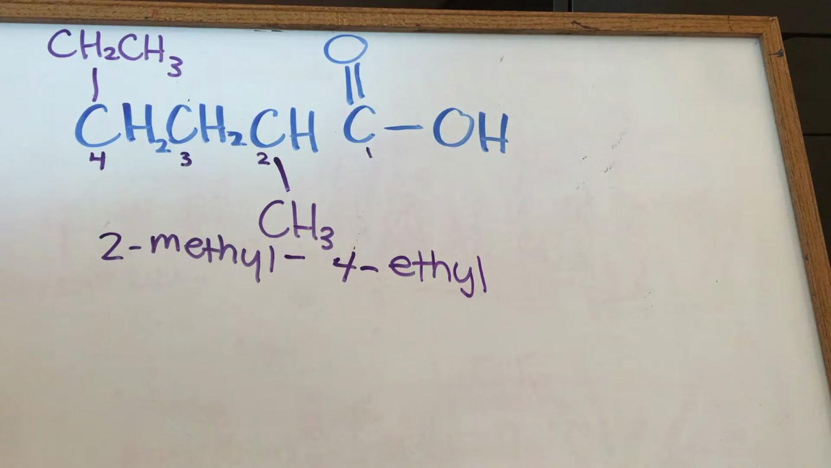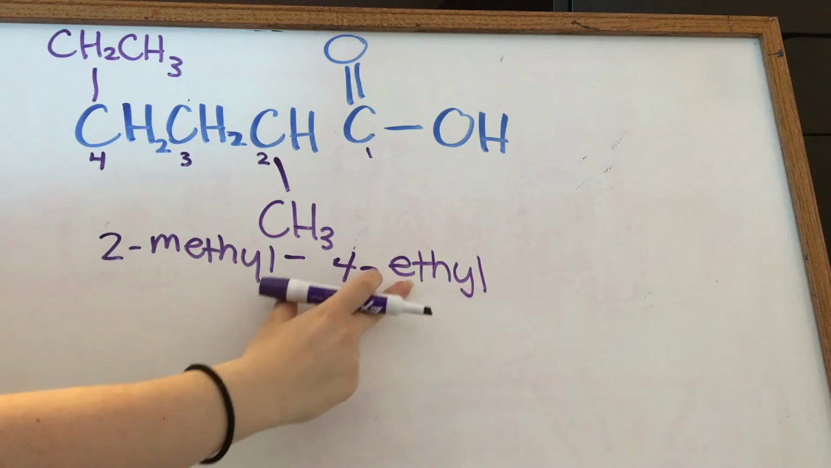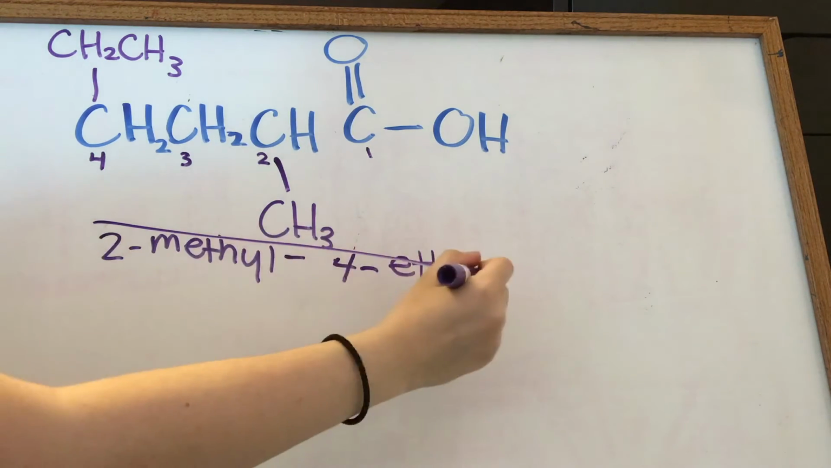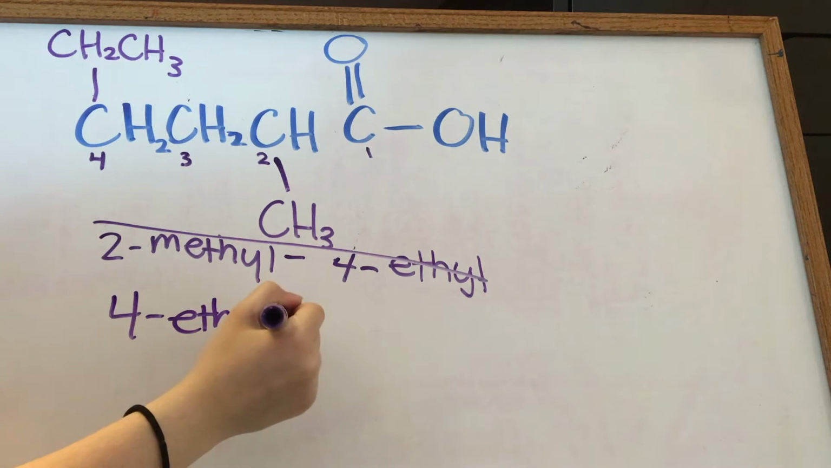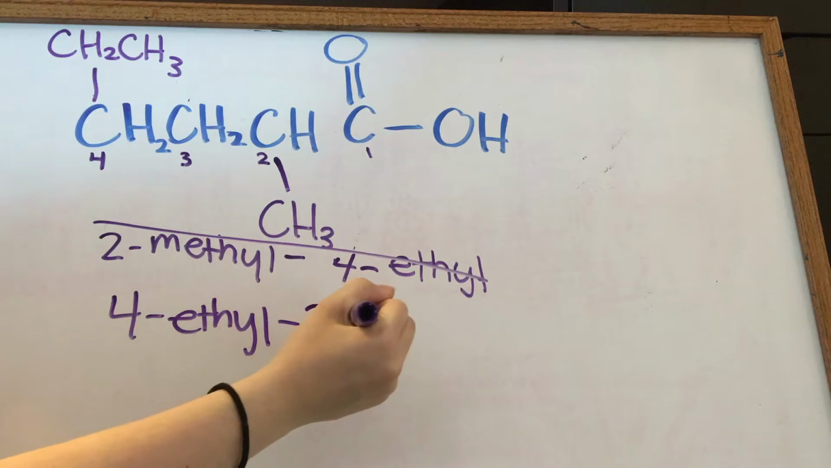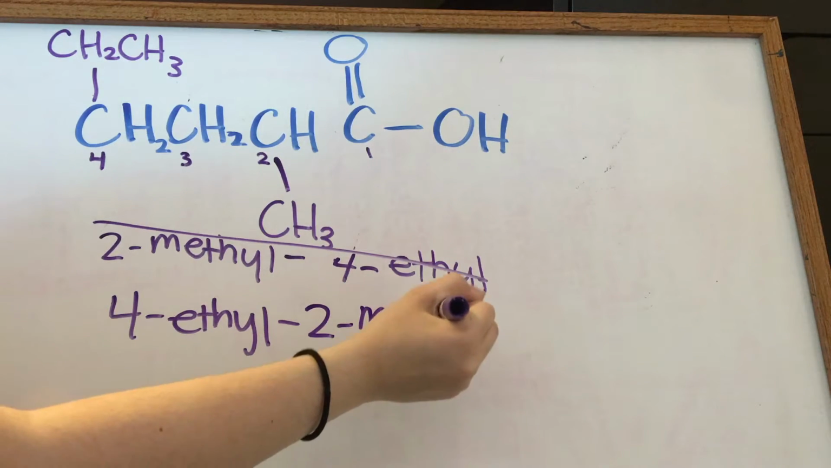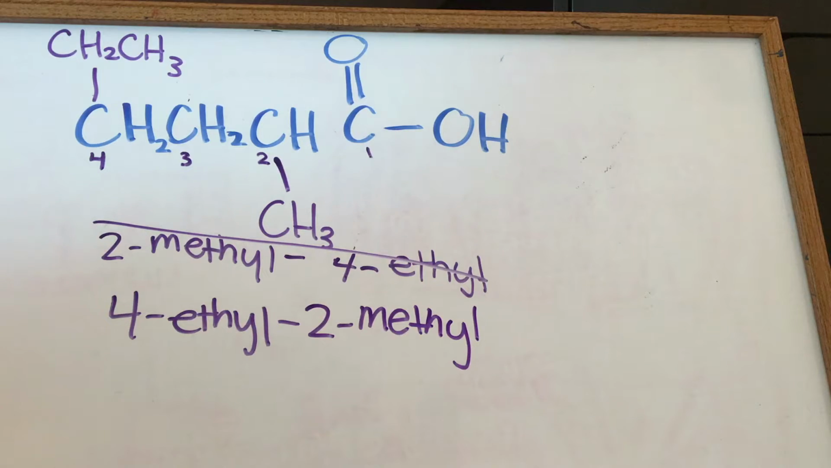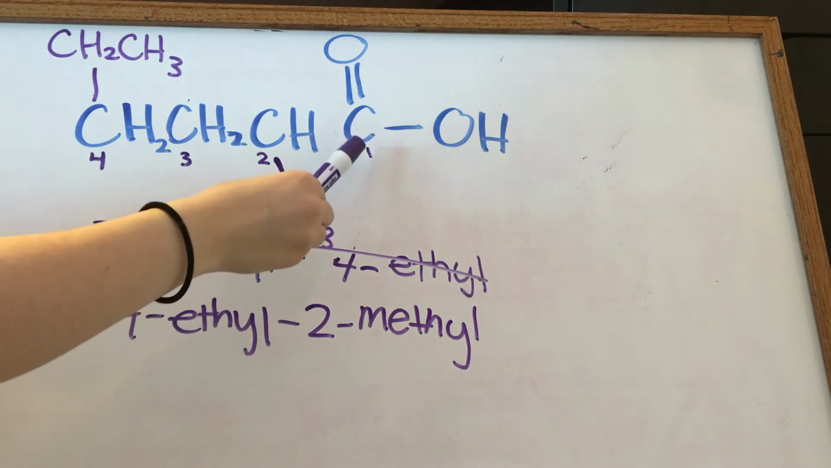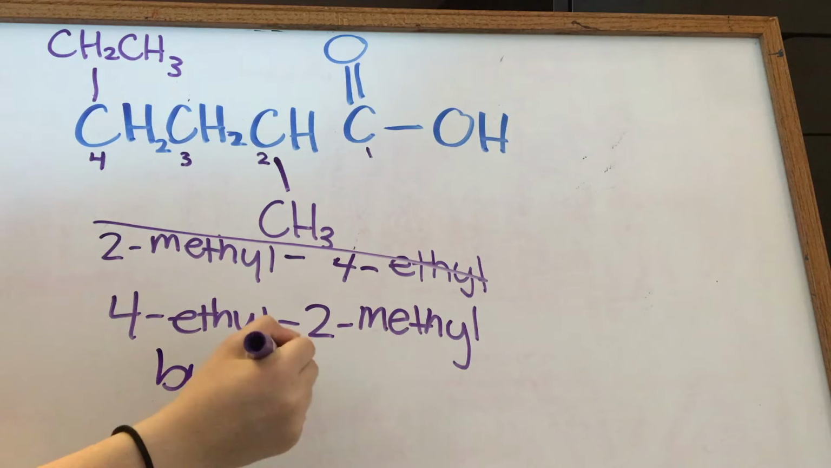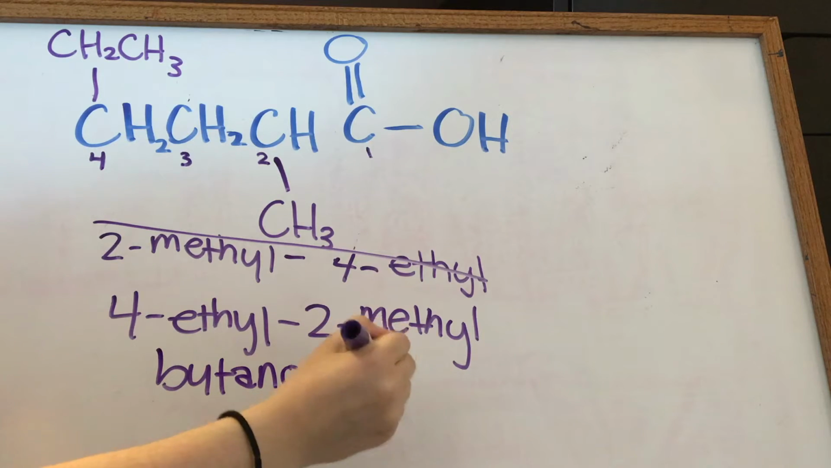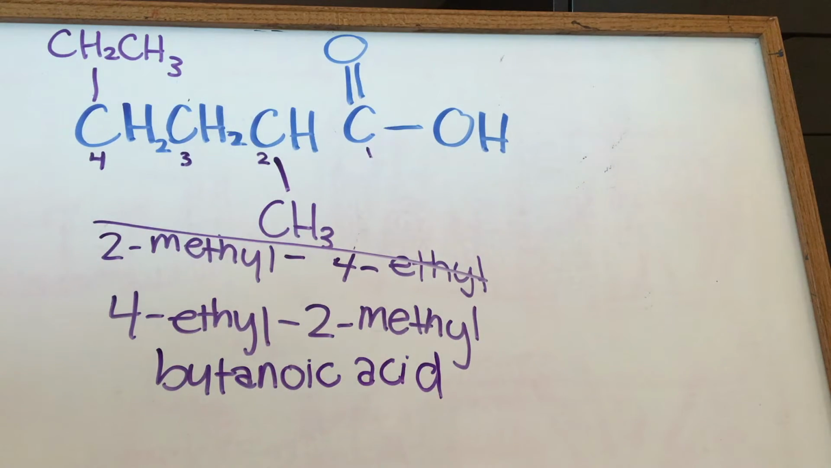However, this is incorrect because we have to do it in alphabetical order. So E comes before M. So it would be 4-ethyl dash 2-methyl, followed by the name of the parent chain, which we identified as butanoic acid. So, the name for this carboxylic acid is 4-ethyl-2-methyl-butanoic acid.